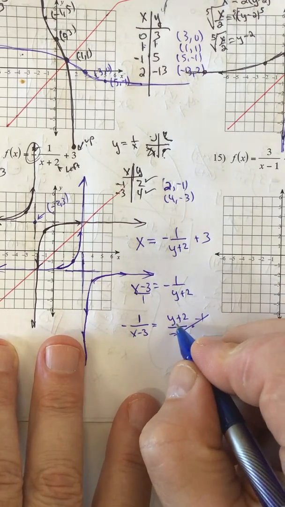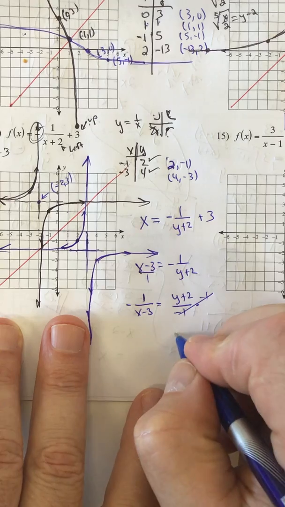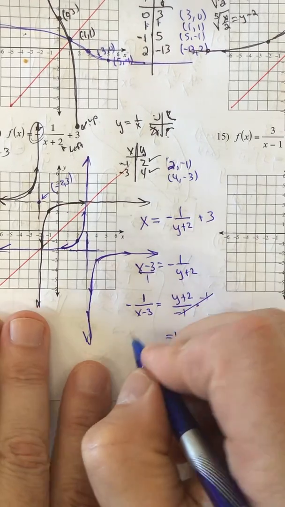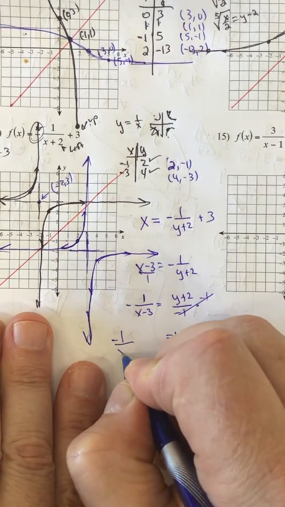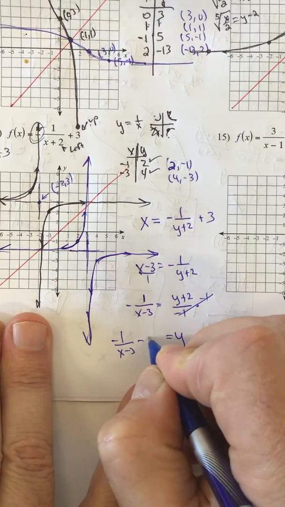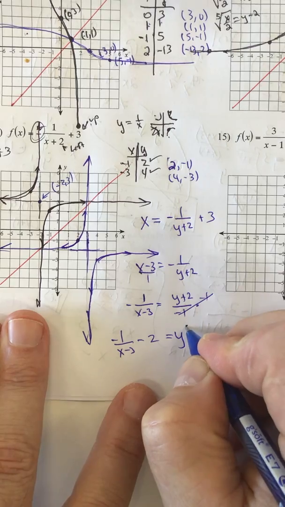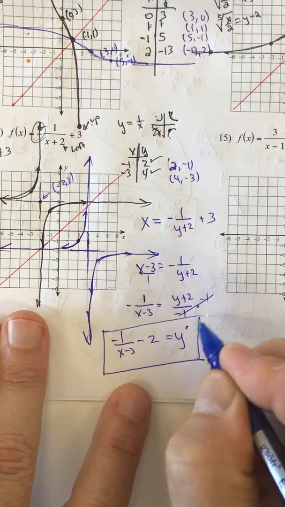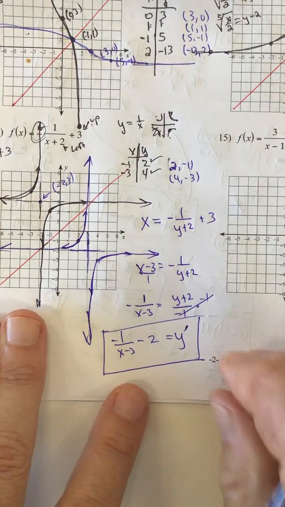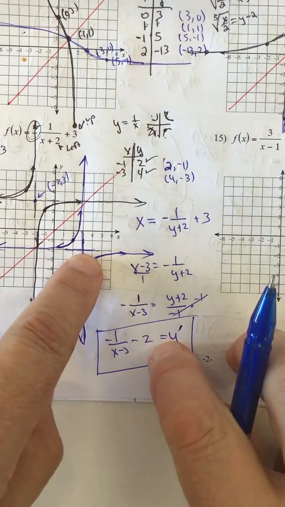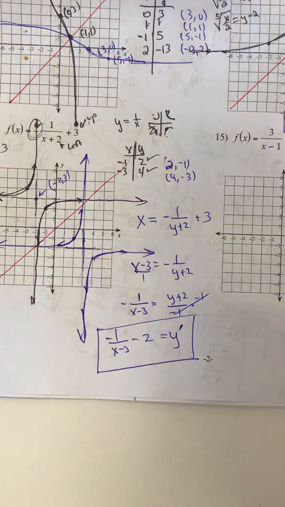So I've got y plus 2 equals all of that, and subtract the 2. So I've got -1 over x minus 3, subtract the 2, and there's the new inverse. I'm just going to put a prime on there this time so I can indicate this is the inverse. So this should be the graph of the blue. Okay, well, let's see.